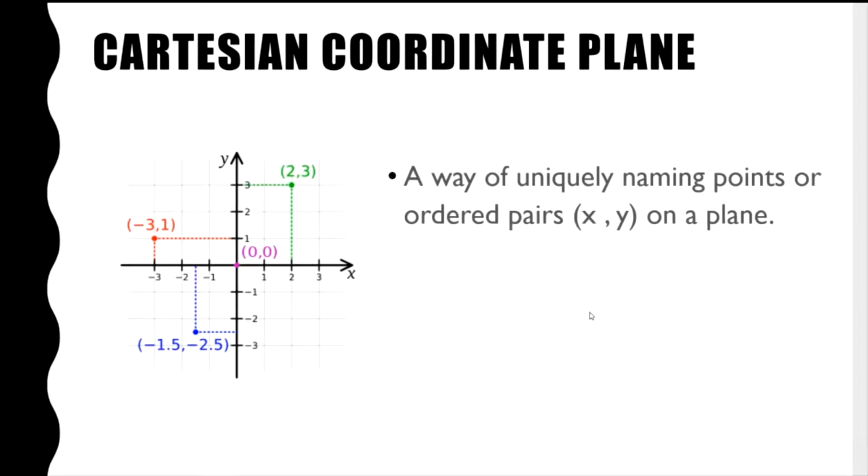Now in math, Cartesian plane is a way of uniquely naming points or ordered pairs on an xy plane. So it is unique because there are no two points on the Cartesian plane that have the same address or ordered pair. Now, how do we name a point on the Cartesian plane? So we make use of two numbers, x and y. Now, x here basically tells you the location of the point based on the horizontal number line. And the y value here refers to the location of the point on the vertical number line.